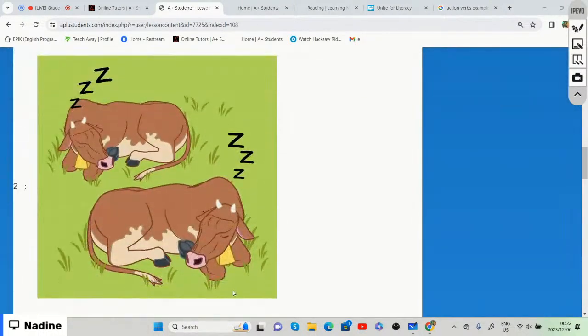All right. What are the two cows doing? Look at the cows. What do you think they're doing? Because we'll show the action that these two are doing.